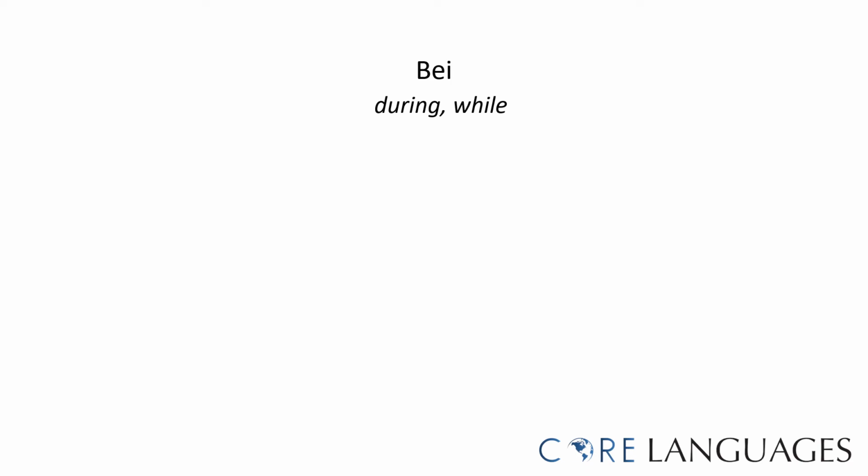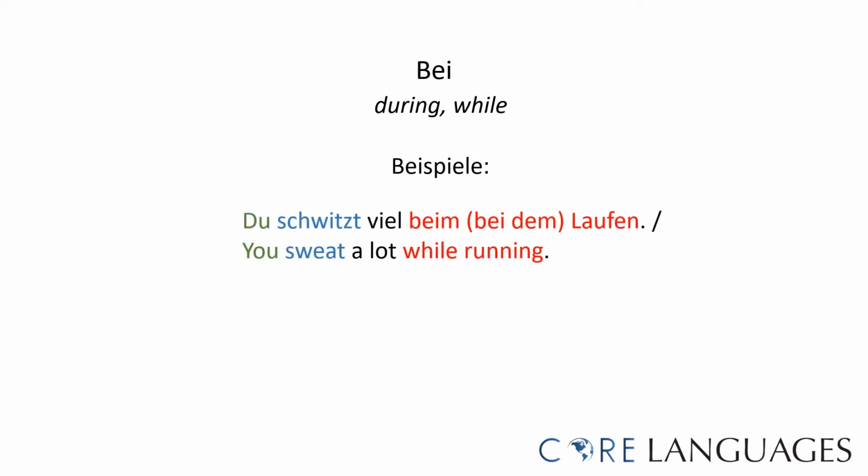The preposition bei is used to express during or while. For example, zum Beispiel, du schwitzt viel beim Laufen. Beim is a contracted version of the preposition bei and the dative article dem. You sweat a lot while running. Literally, the sentence would be, you sweat a lot during the running.